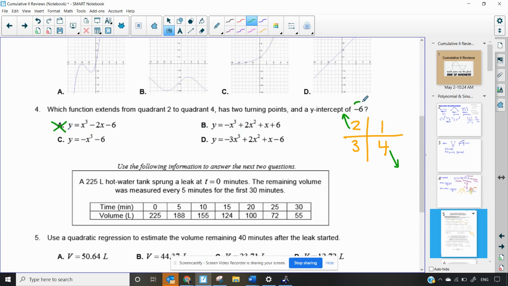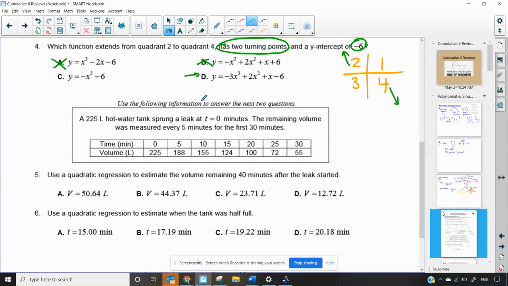And it says that we have to have a y-intercept of -6. So that means our constant has to be -6. And so we would cross out B, and then we would be left with C or D. Now it has 2 turning points. So at this point, I would probably venture a guess that it's D, but you could factor it, you could graph it to see if in fact that's the case. And so I believe D would be your final answer.